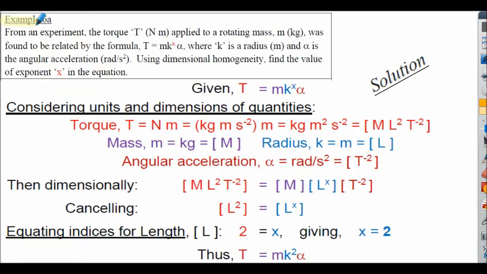So here's example 6a, solution. We're given the equation T is equal to m multiplied by k to the x multiplied by alpha. T is equal to the torque. I've actually shown how we use the SI units to derive the dimensions shown here, but we can extract the dimensions for torque and also for angular acceleration, alpha, from table 2.